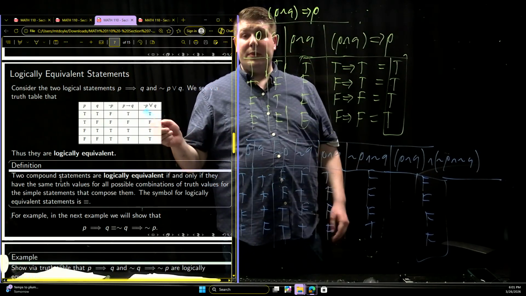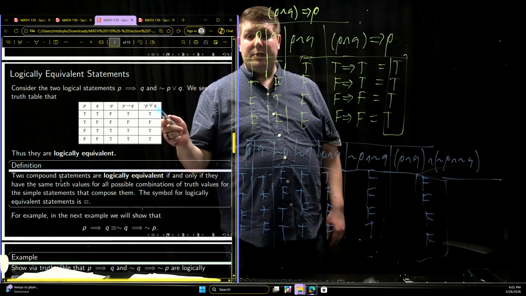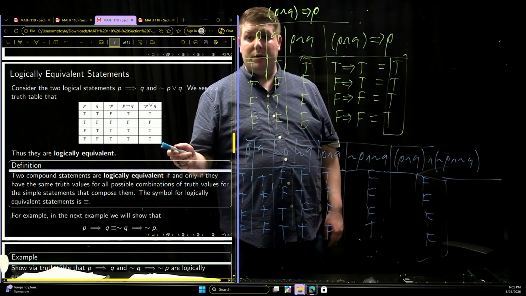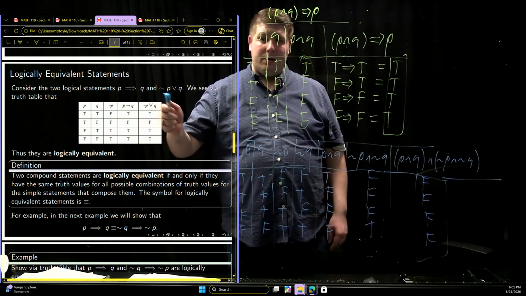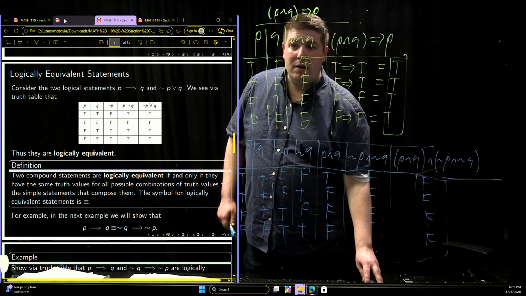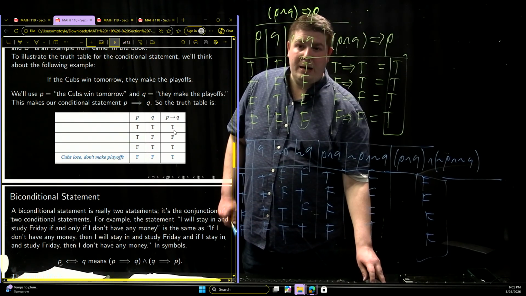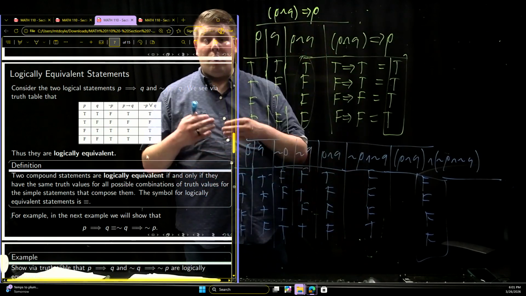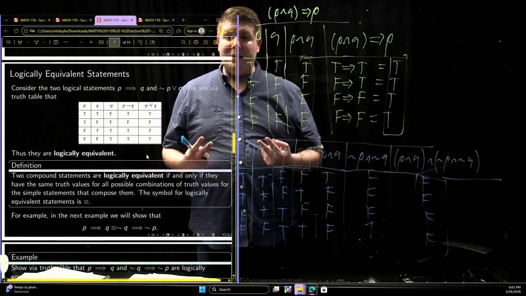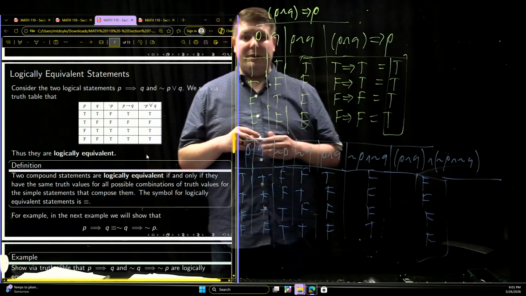What we see is that the truth table of not P or Q is true, false, true, true, which is the same thing as P implies Q. Don't believe me? Last section, P implies Q has the table true, false, true, true. So these are both logically equivalent statements because they give the same truth table. Okay? They give the same truth table.